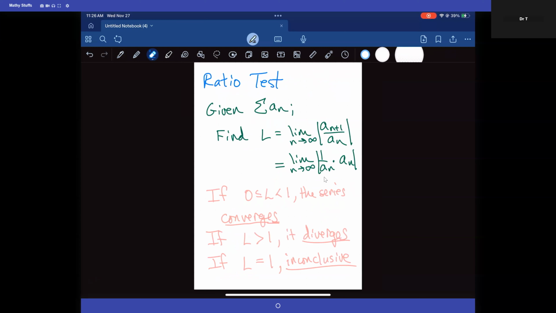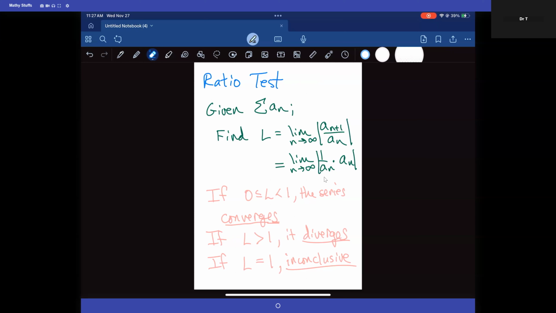This is the test I really want you to focus on. It's the ratio test. This test is going to help us knock out a lot of stuff. So let's go through it. We've got a series, the sum of a sub n. Here's how you perform the ratio test. So I give you some series, and I ask you, does the series converge or diverge?